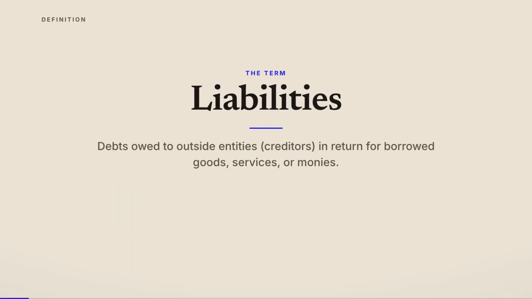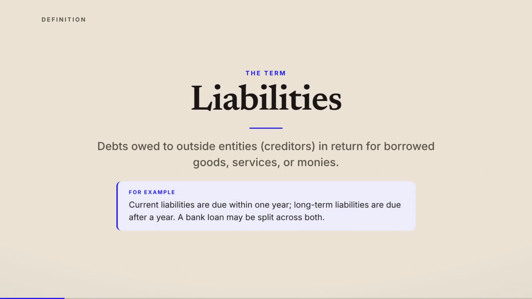Liabilities are debts owed to outside parties, called creditors, in return for money, goods, or services. Current liabilities are due within 1 year. The source names accounts payable, bank loan payable, and estimated tax liability. Long-term liabilities are obligations that will not be paid until at least a year has passed. A bank loan can appear in both places if part of it is due soon and part is due later. So liabilities are not just debts in general, they are debts organized by when the business must settle them.